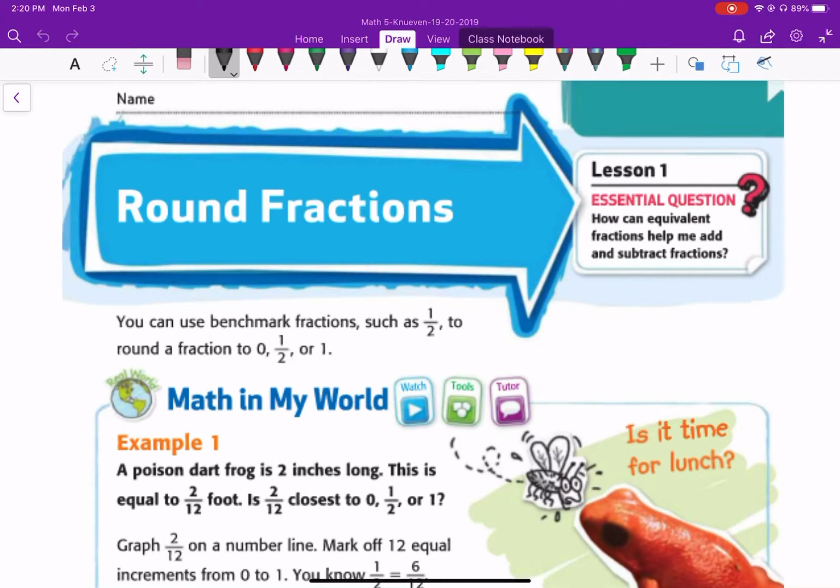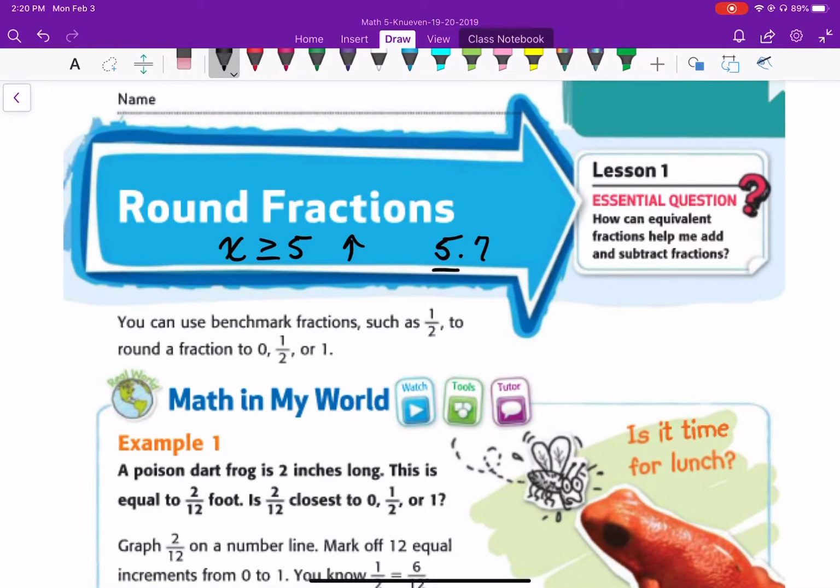All right, in today's lesson, we're going to be looking at lesson 9.1 on rounding fractions. Now, we've talked about before that if a number is greater than or equal to 5, that we round up. So if we looked at, say, 5.7, and I want to round to the nearest whole number, well, 5 is the whole number. We look to the digit to the right. That 7 is 5 or greater, so this then would round to be 6.